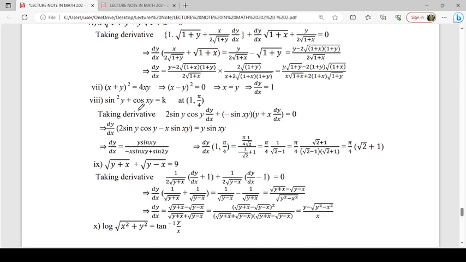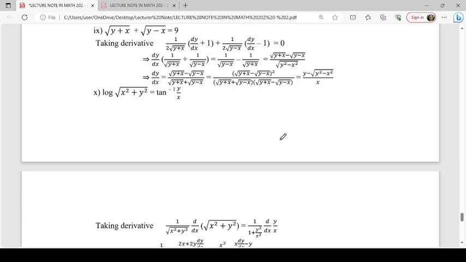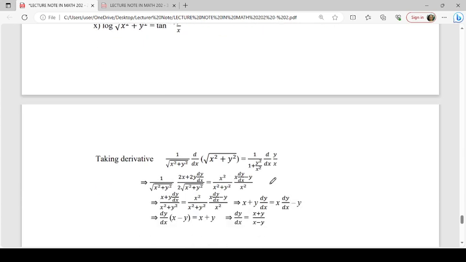So after taking the derivative, we need to put the value x equal to 1 and y equal to pi by 4. So these are the examples of implicit function.